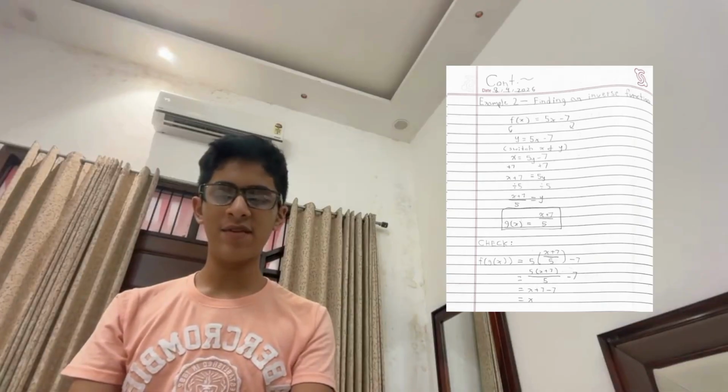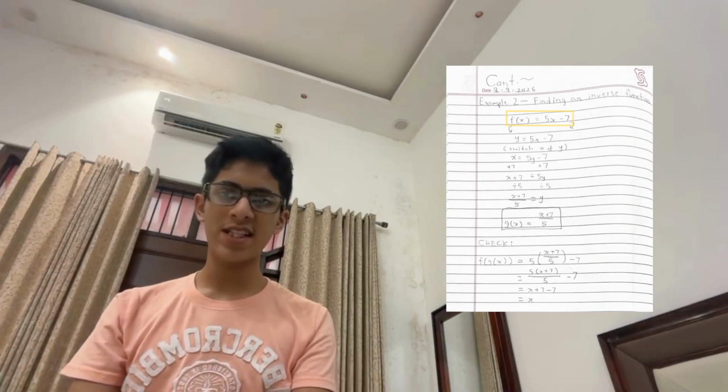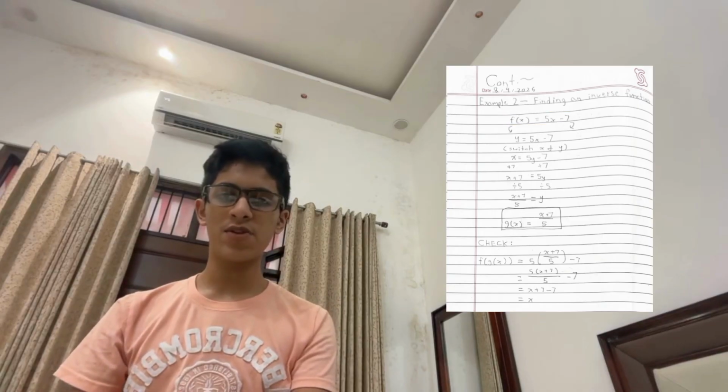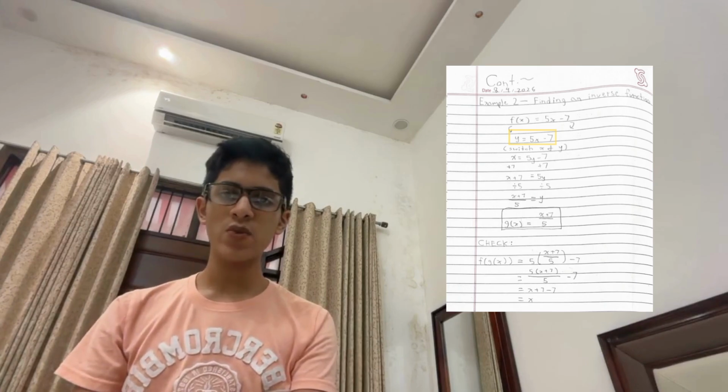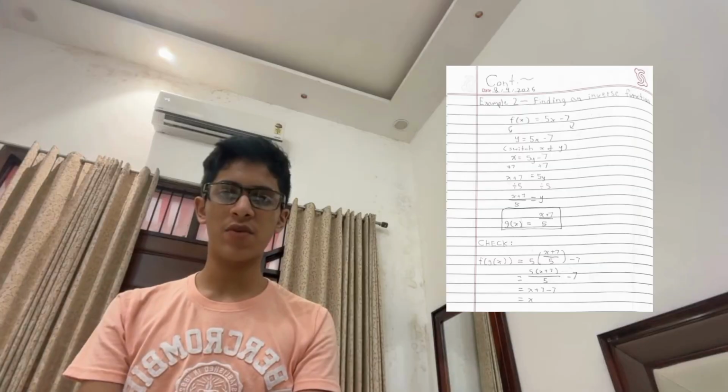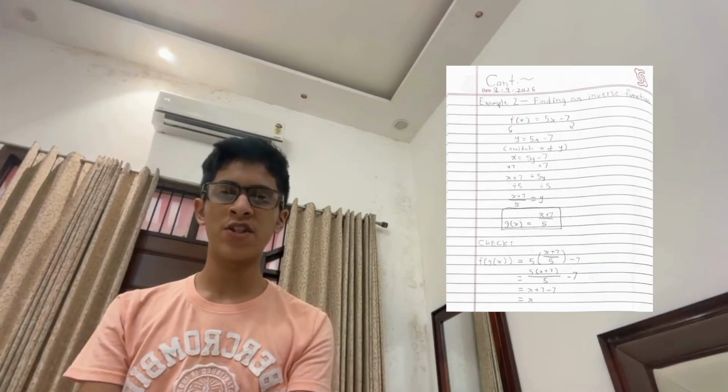Now we'll find the inverse of a function. The function is f of x equals 5x minus 7. So the first thing we do is rewrite this as y equals 5x minus 7. Next, we should switch the x and y variables. We do this because an inverse function reverses the inputs and outputs of the original function.